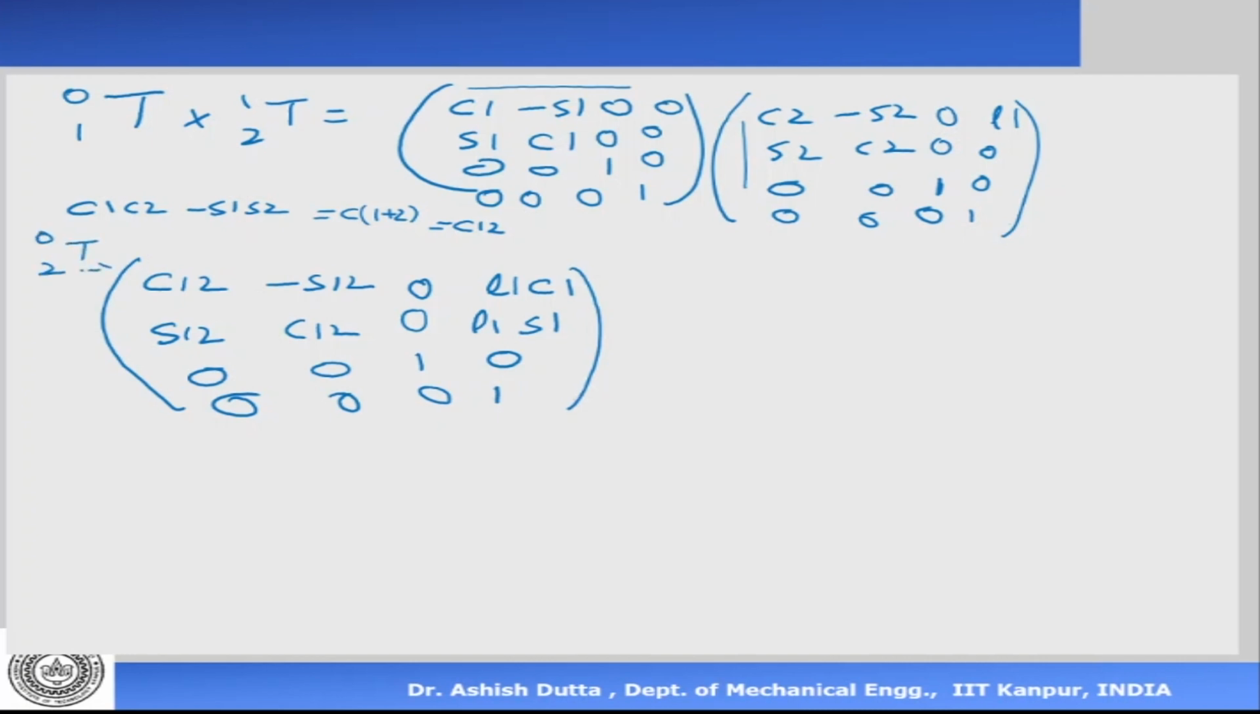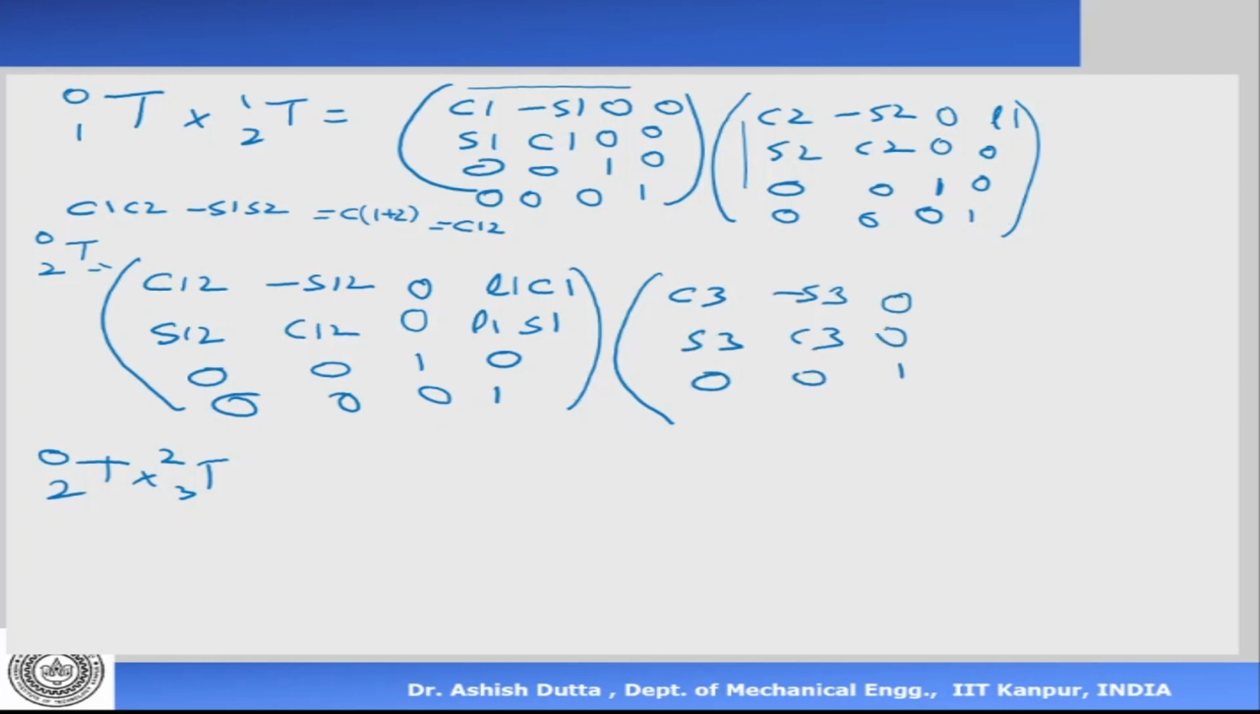Now I have to multiply T 0 to 2 into T 2 to 3. So I'm writing my 2 to 3 matrix here. This is cos theta 3, minus sin theta 3, sin theta 3, cos theta 3, 0 0 1 0 0 0 0 0, and this was L2 0 0 1.